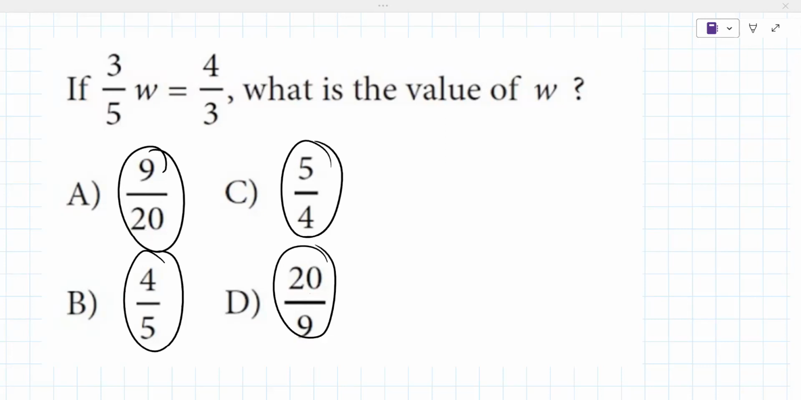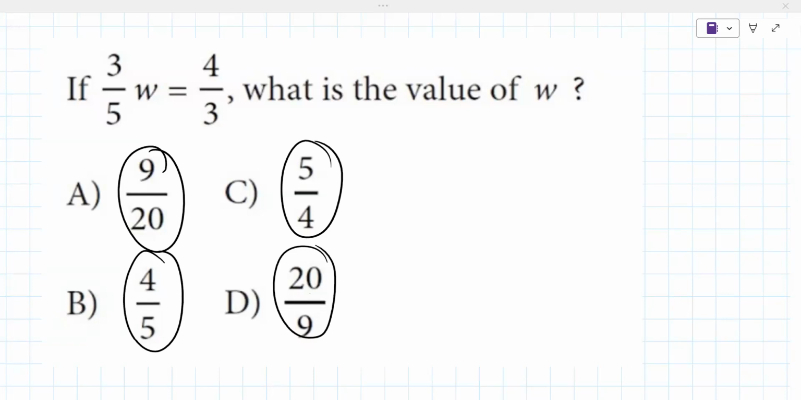I'm having a hard time getting a clear answer on this one too. So are you trying the answers, or are you trying to direct solve it? I'm trying the answers. Okay, and that's fine. That's a fair thing to do here.